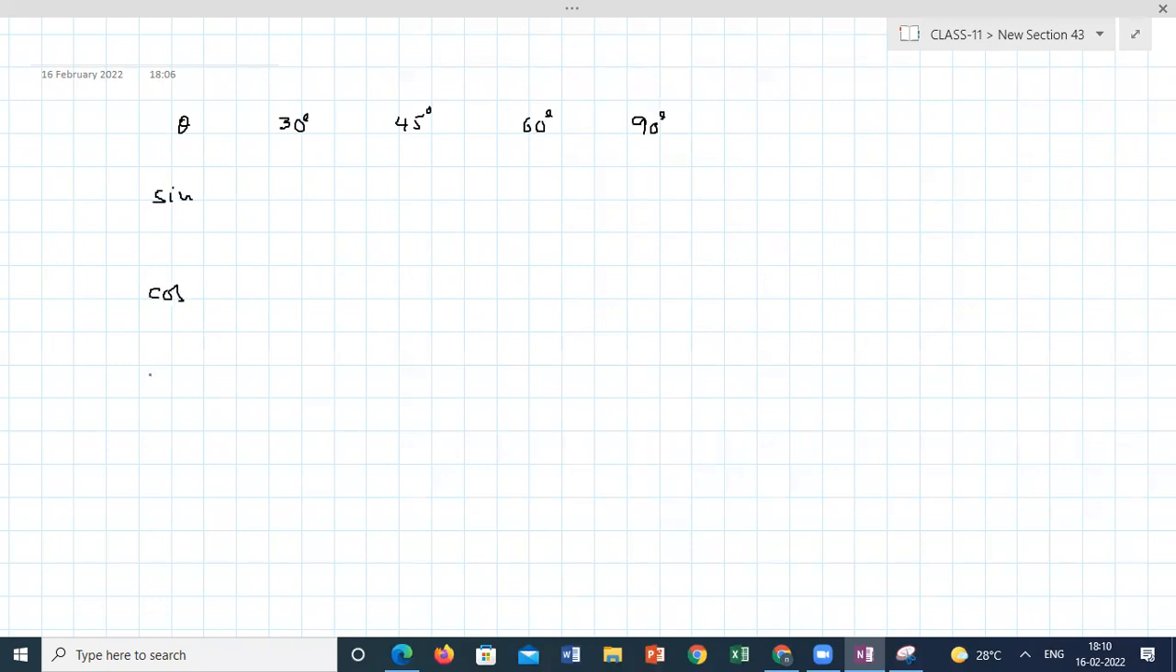Sine ratio, cos ratio, tan ratio. Cosecant, secant and cotangent are reciprocals of sine, cos and tan, which we don't require here. Sine: 0, 1 by 2, 1 by root 2, root 3 by 2, 1. Cos: 1, root 3 by 2, 1 by root 2, 1 by 2, 0.